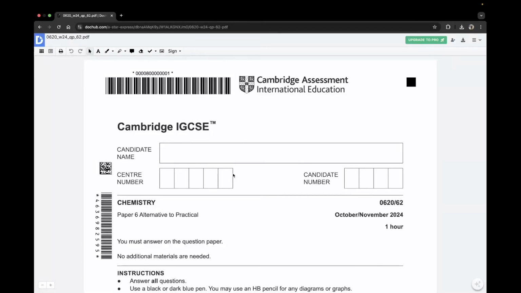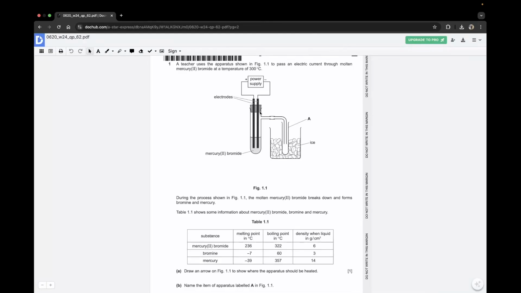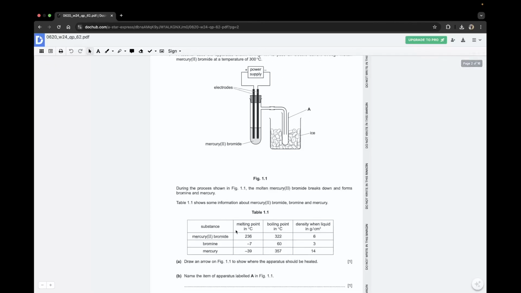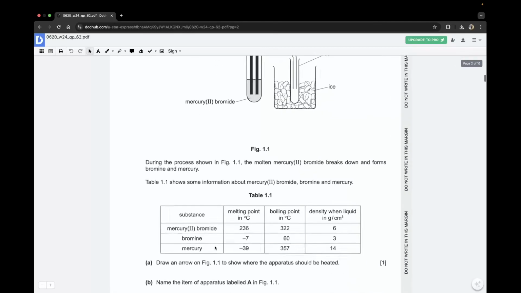I am Srivatsa and I'm here to walk you through the paper 6 from the October-November 2024 series for chemistry. Alright, so moving on to question number 1. A teacher uses the apparatus shown in figure 1.1 to pass an electric current through molten mercury bromide at a temperature of 300 degrees Celsius. You can just skim through all of this and move on to part A.